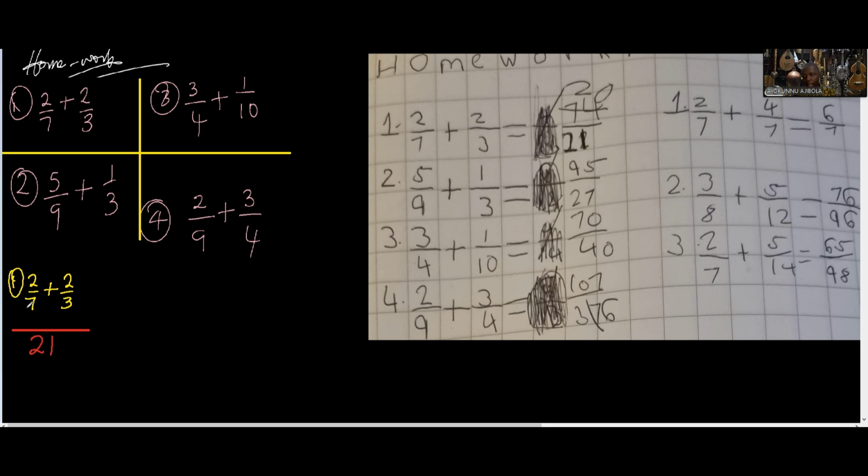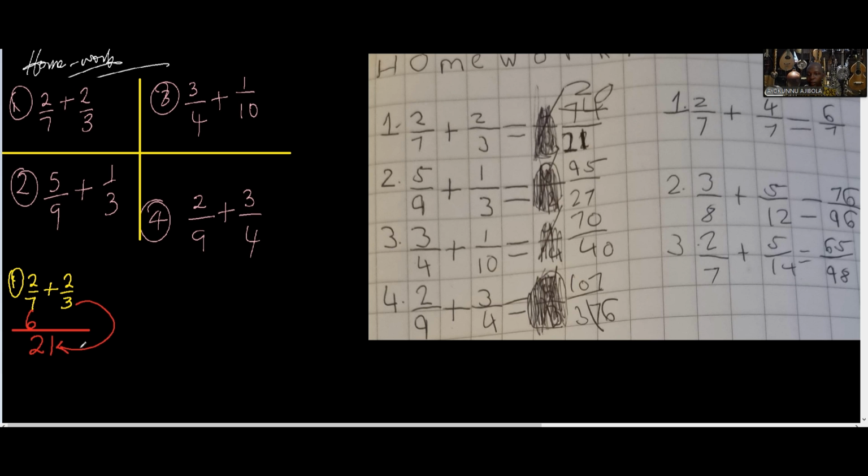So you now say, how many 7s are in 21? That's 3, right? Yes. 3 times the 2 at the top gives 6. Is that clear? Then how many 3s are in 21? How many 3s are in 21? 7.